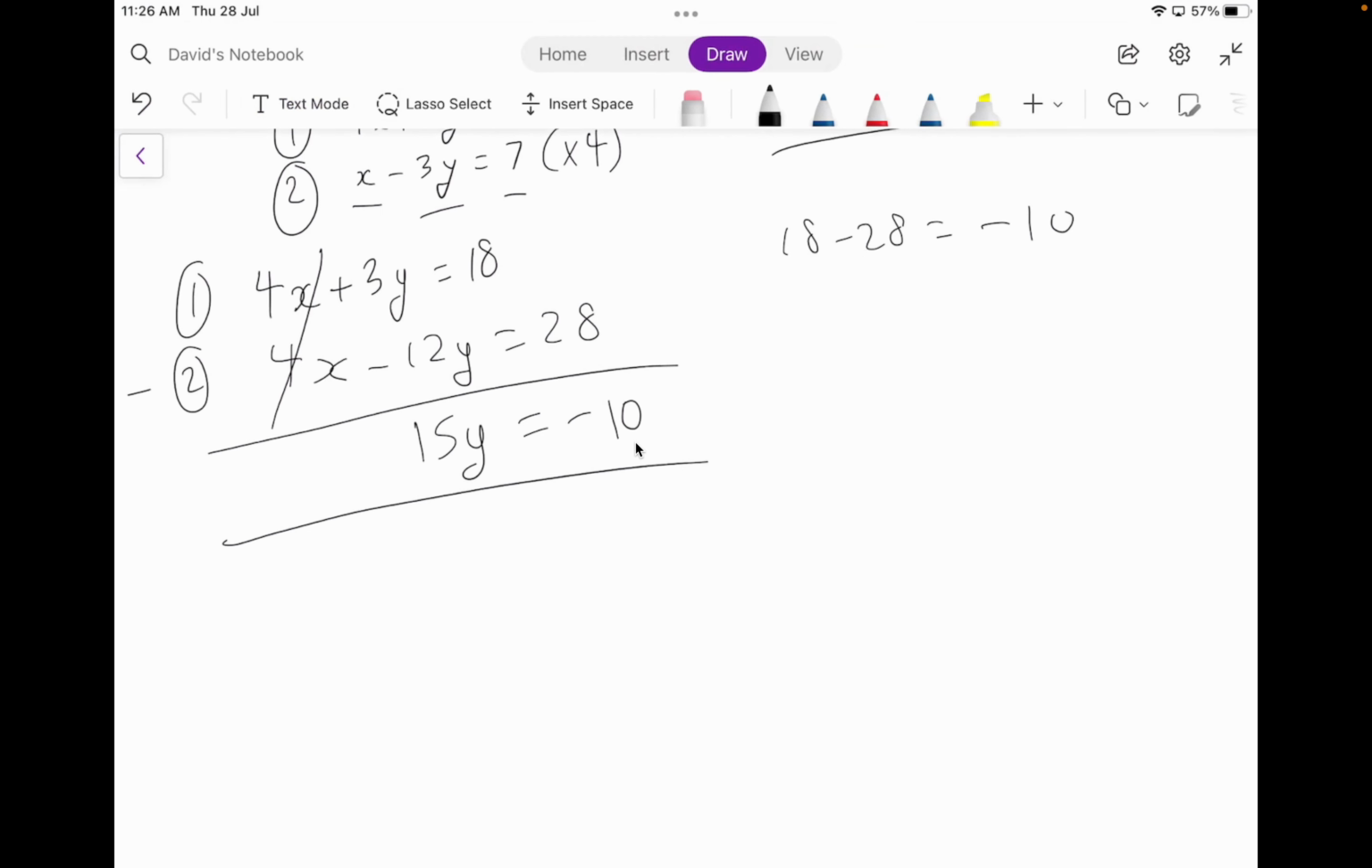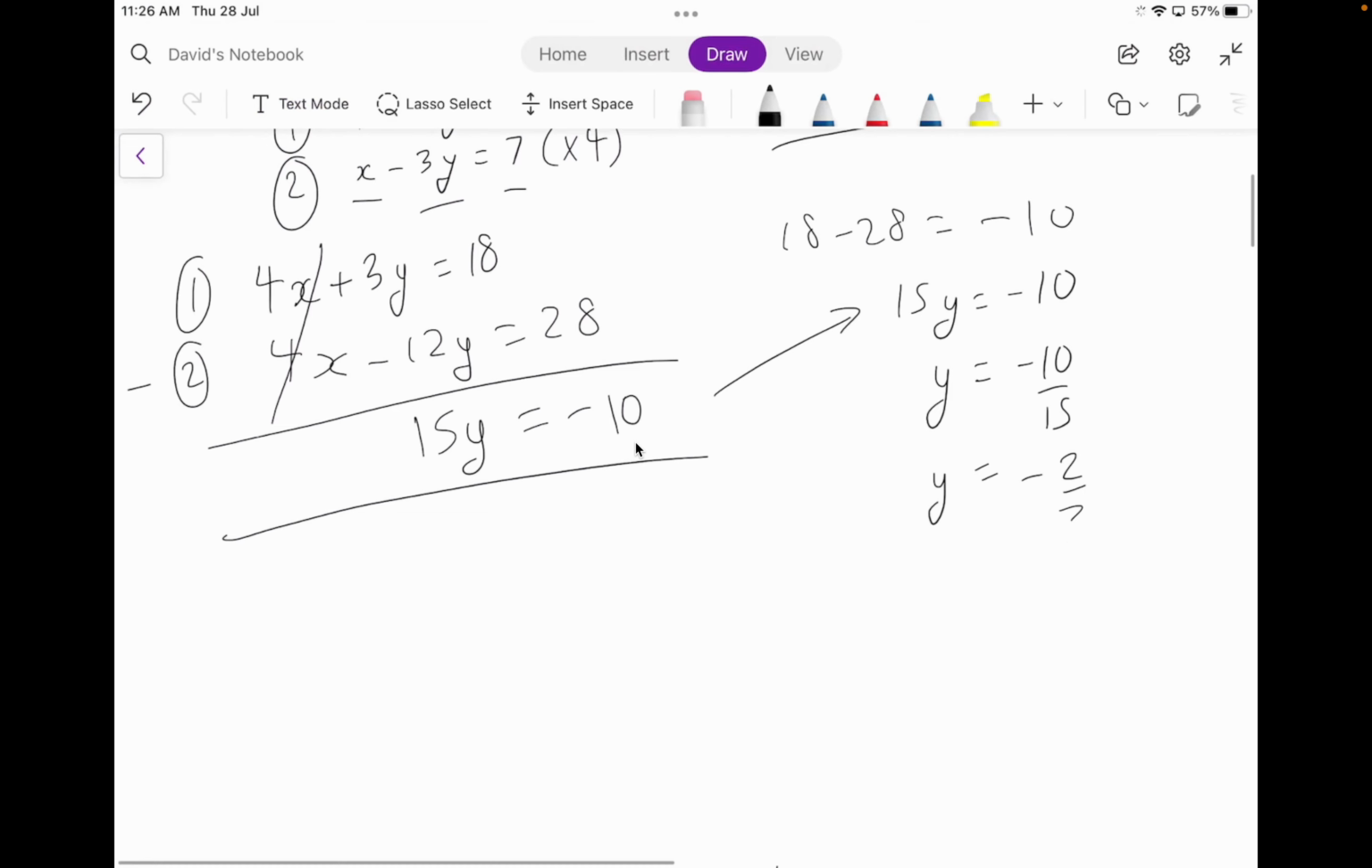Okay, so we're going to write down the equation here. You have 15y is equal to minus 10. Now you're going to do y is equal to minus 10 divided by 15, which gives you minus 2 by 3. So that's your value for y.